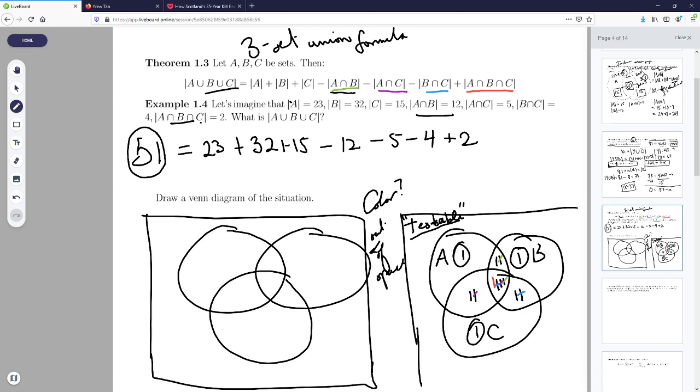Do you have to memorize the formula? I would say yes and no. You should understand that you're adding the singletons, subtracting the doubles, and adding the triple, right? So it's way better to understand the formula than it is to memorize it exactly. But I guess you can call that memorization. I'm not sure whether I'll make you memorize the triple union formula. Probably not. Let's say no. Don't memorize this.